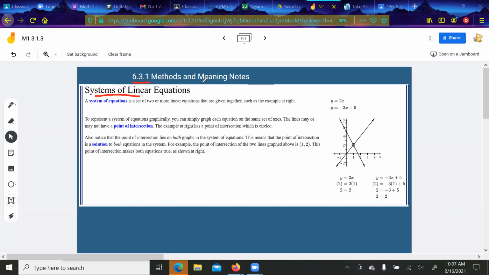This is the methods and meaning notes. But 6.3, this comes from 631 in your book. Systems of linear equations. Go ahead and write that down. A system of equations is a set of 2 or more linear equations that are given together, such as the example at the right. So go ahead and copy that down.